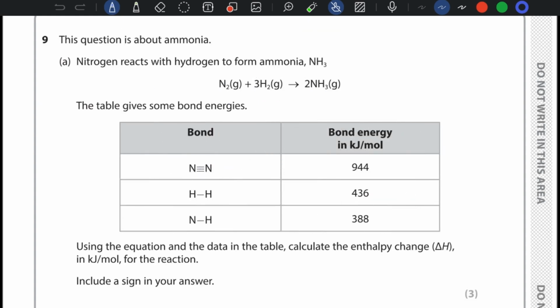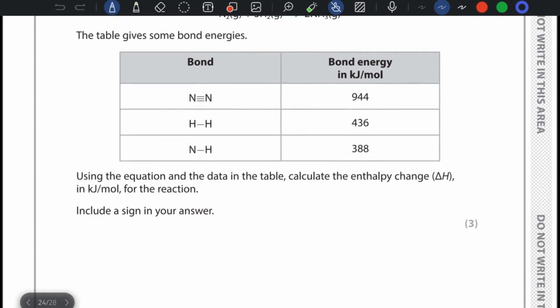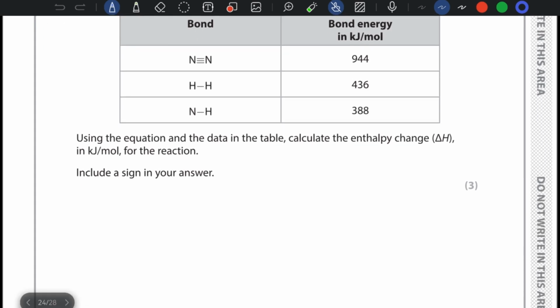Let's start to solve question 9. This question is about ammonia. Nitrogen reacts with hydrogen to form ammonia. N2 plus 3H2 gives 2NH3. The table gives some bond energies: the bond energy for nitrogen, for hydrogen, and for N-H. Use the equation and the data in the table to calculate the enthalpy change, delta H, in kilojoules per mole. Include a sign in your answer. Let's start to calculate. Remember that he asks about the sign.